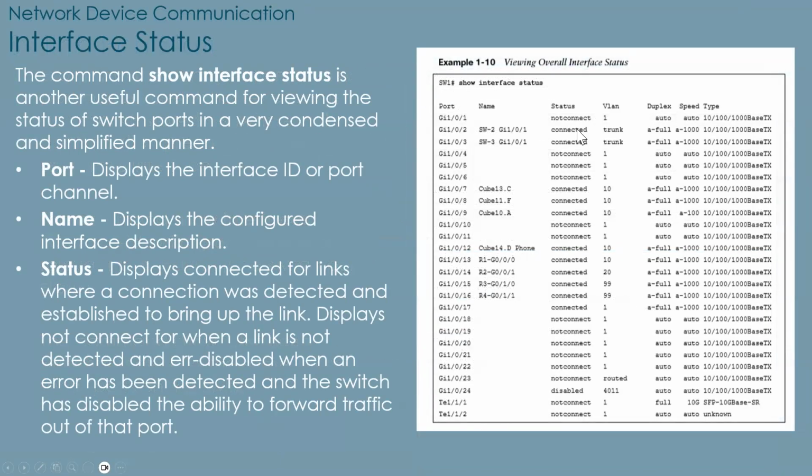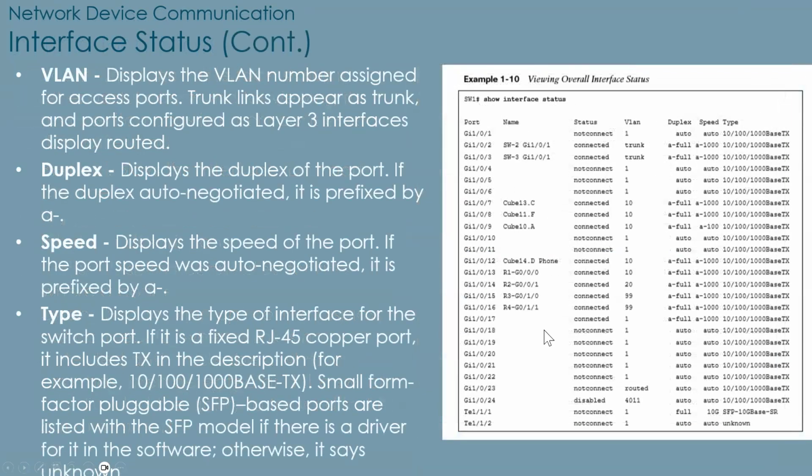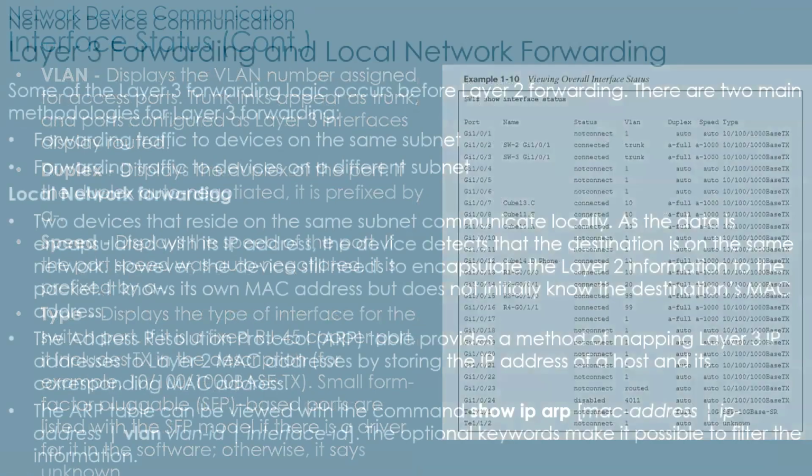Then we have the interface status. We can go and check the interface status of the switches. You can see here the list of which interfaces are connected. What is it telling? The port name, the status, the VLAN associated, duplex, speed. Very nice output we have, right?